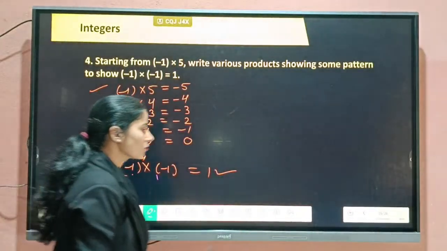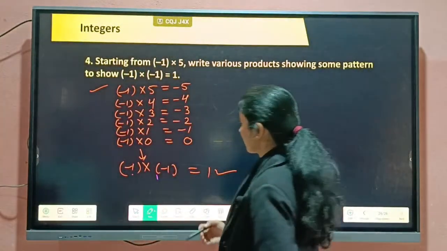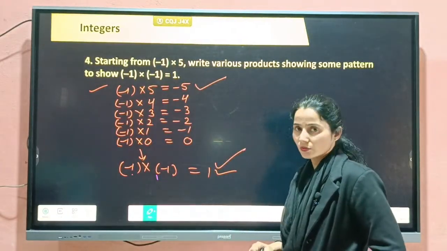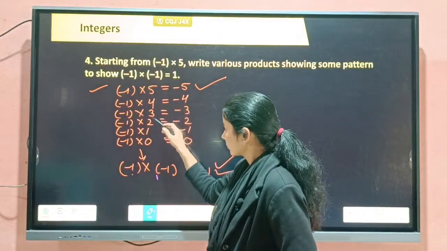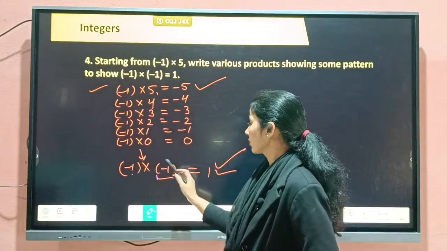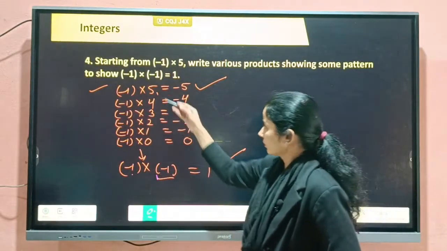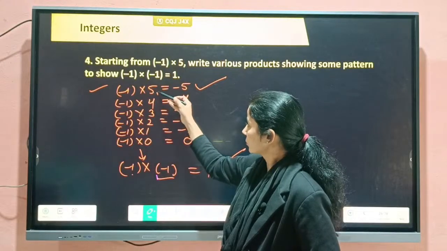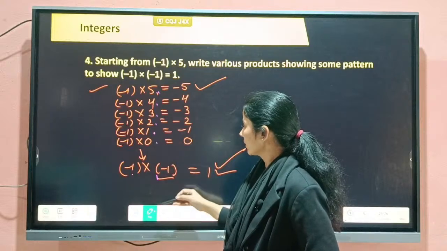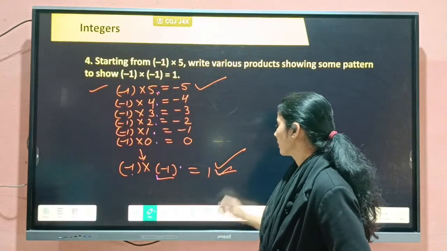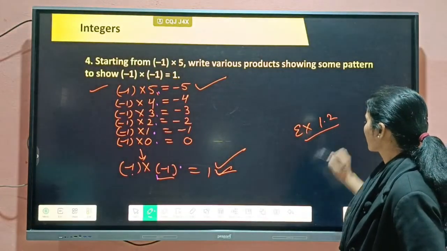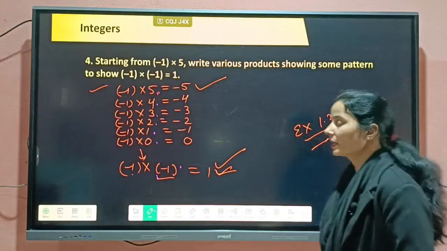So in the fourth question, what you have to do is show a pattern starting from there, and the last step is this one. How will you know whether the number should be decreased or increased? They have given minus 1 multiplied with minus 1, so we have to decrease this integer. First multiply with 5, then with 4, then 3, then 2, then 1, then 0, and then with minus 1 will give us plus 1. So exercise 1.2 is completed. Tomorrow we are going to start the next exercise. Thank you.